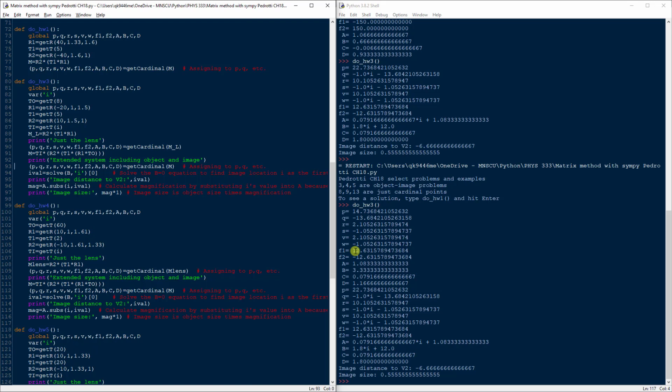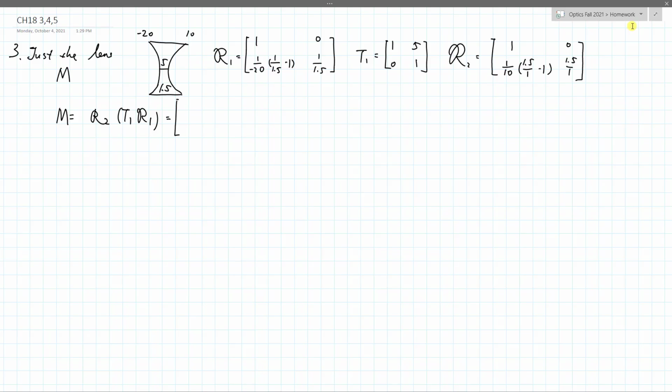But I want to do it with the system matrix in mind. I'll do that after I do the system matrix method, which is you extend the system. So let's go back to the diagram here. You have this as your current system, and you extend it because we're told there was an 8 centimeter object in front, and we want to find the image. That is just for the length.